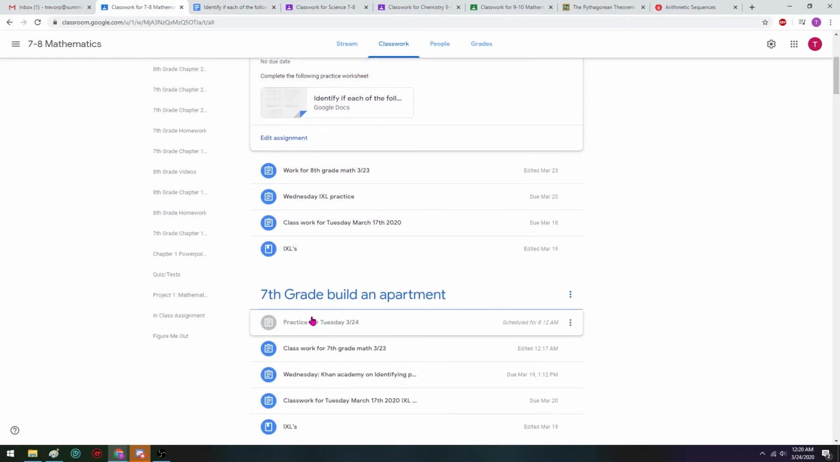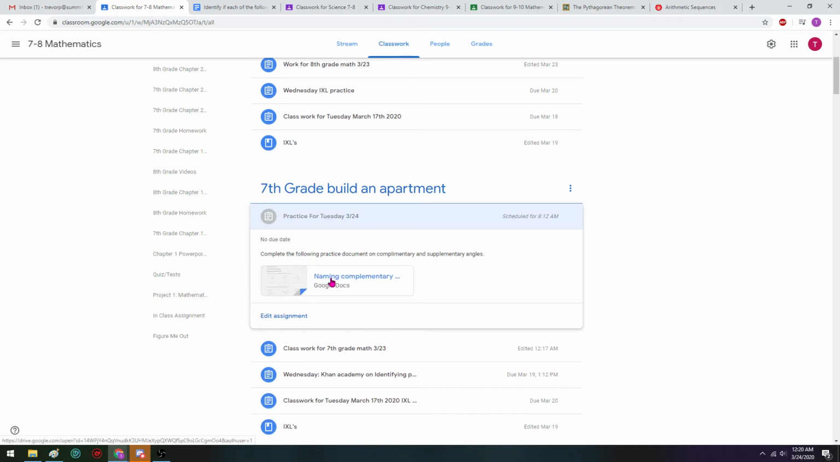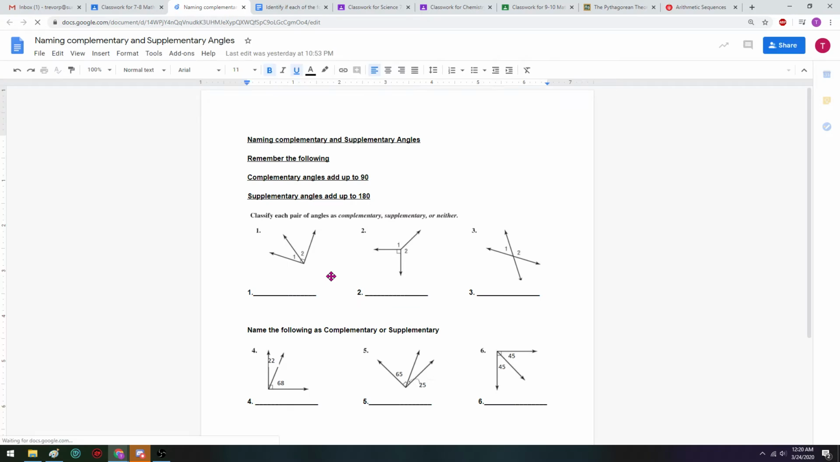For 7th graders, you guys have a naming complementary and supplementary angles worksheet to do for me as well. Now you guys are either going to be labeling them as supplementary, complementary, or neither as the first one. Now remember that complementary angles are going to add up to 90 degrees or be noted by the little box. So in case of this first one, we know it's going to be complementary because that little box right here tells us that it is a 90-degree angle.